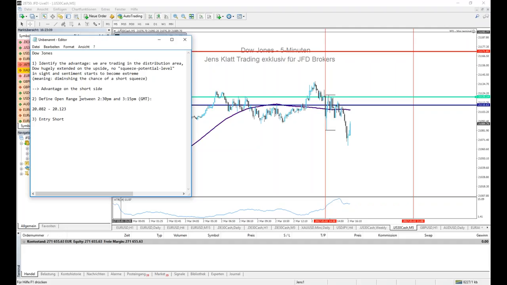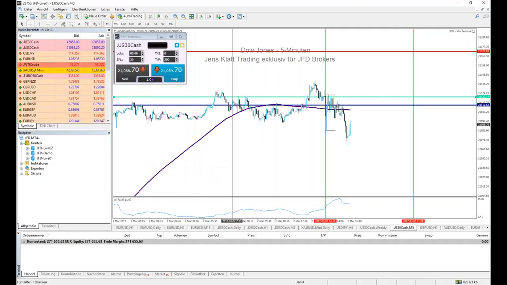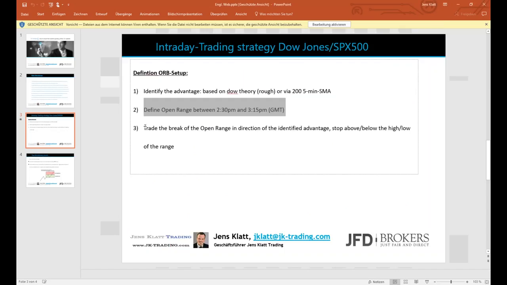And there you say, okay, well, I have the advantage on the open range on the short side. And then you do the following. You define the trading setup. I trade the break of the open range in direction of the identified advantage, which is short, stop above, respectively below the high or low of the range, and that's it.